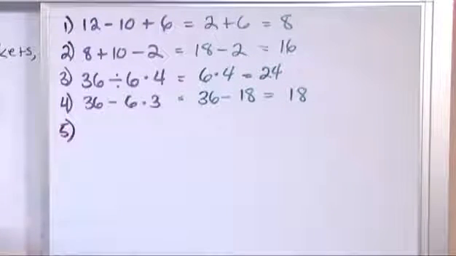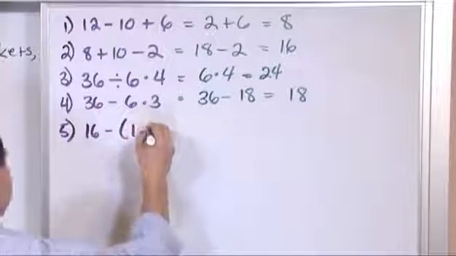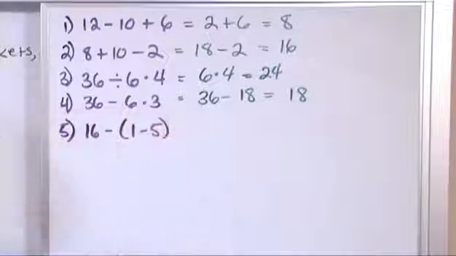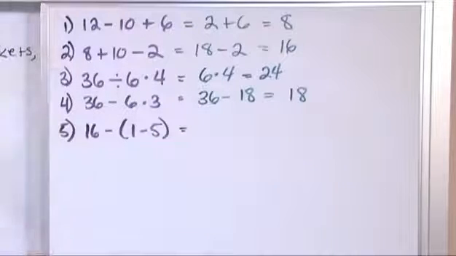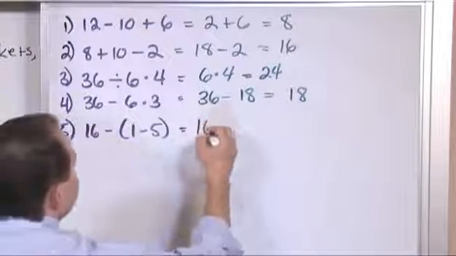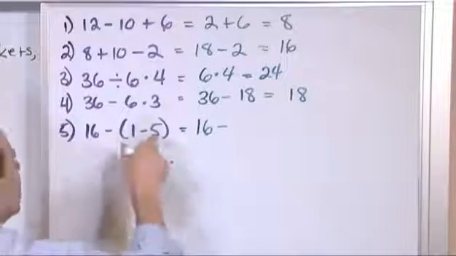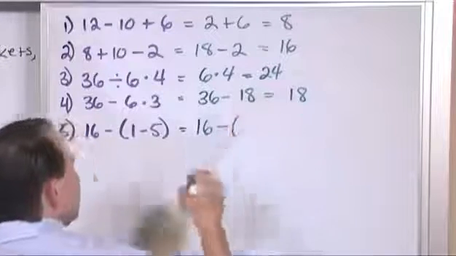Number 5. We have 16 minus 1 minus 5. Now, first thing we check on our list, do we have any parentheses? Yes, we do. No matter what is inside here, addition, subtraction, fractions, anything, we do the inside of the parentheses first. So we have 16 minus, just copying this. Here we have 1 minus 5. So let me go ahead and keep my parentheses for now.